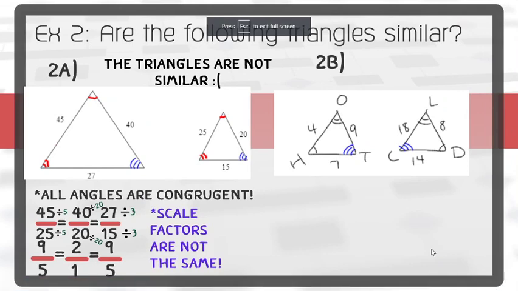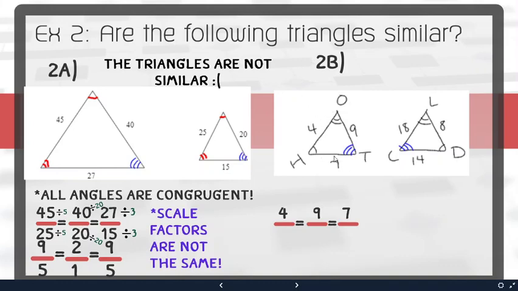Welcome back, you guys. We're now going to be tackling example 2b. And again, we're trying to decide if the triangles are similar, which remember, in order for two triangles to be similar, you have to have all three sides proportionate and all three angles congruent. So let's see what will happen. We're going to start with our sides. So I've listed the three sides.